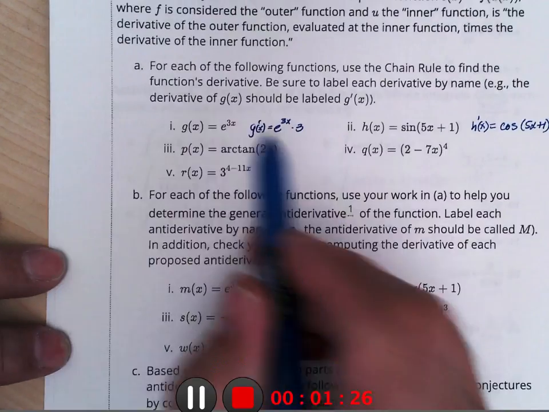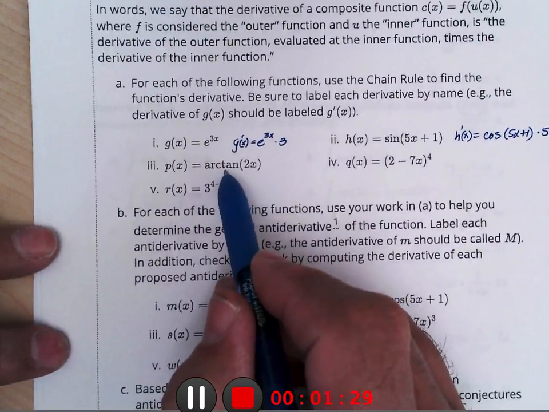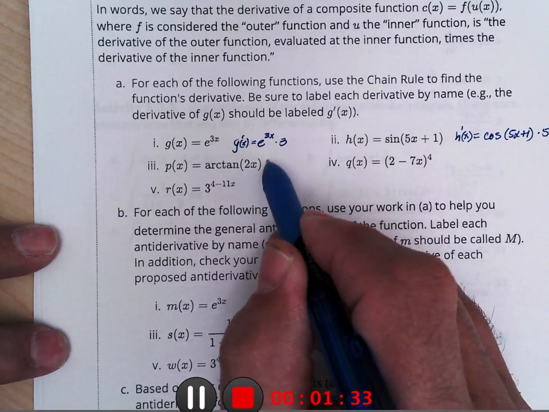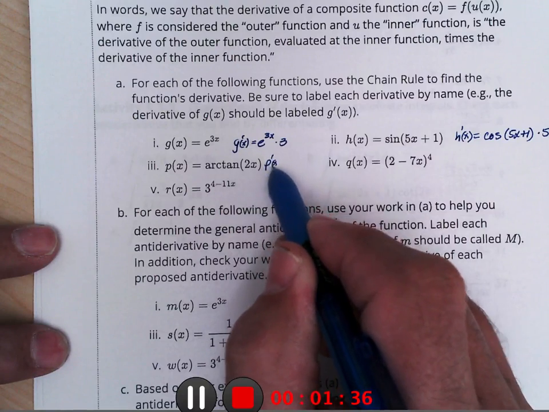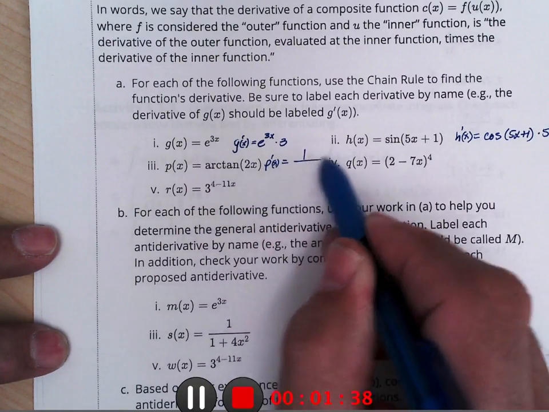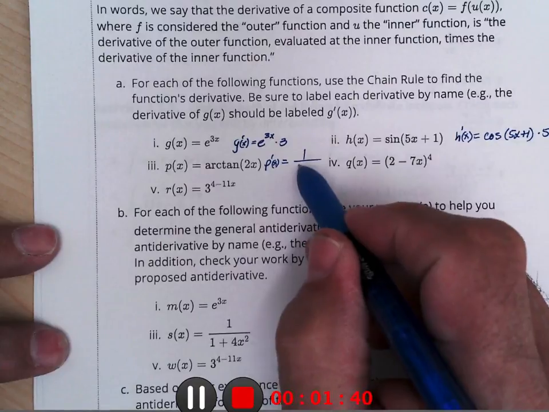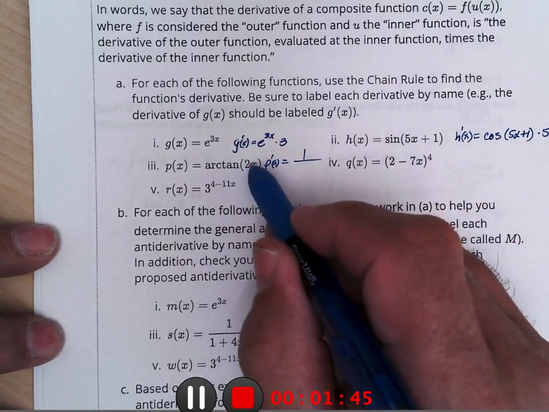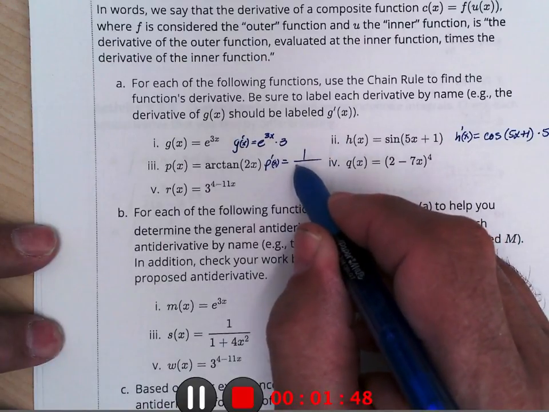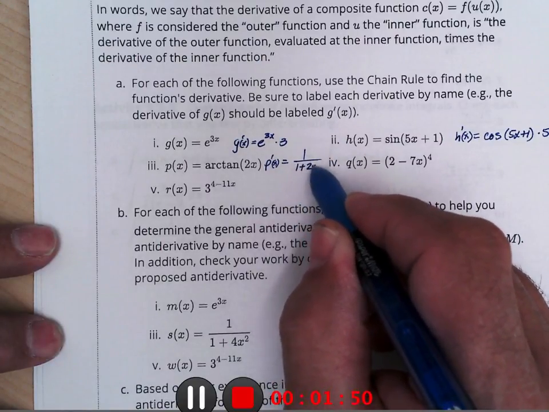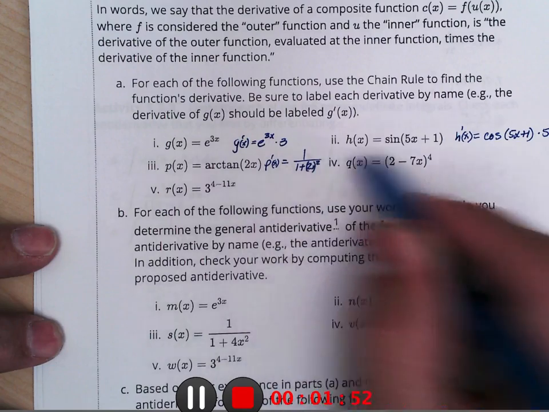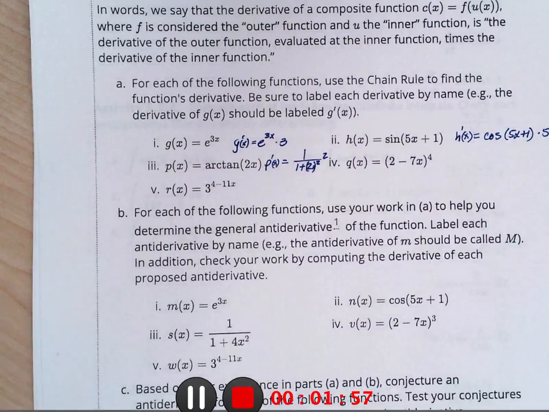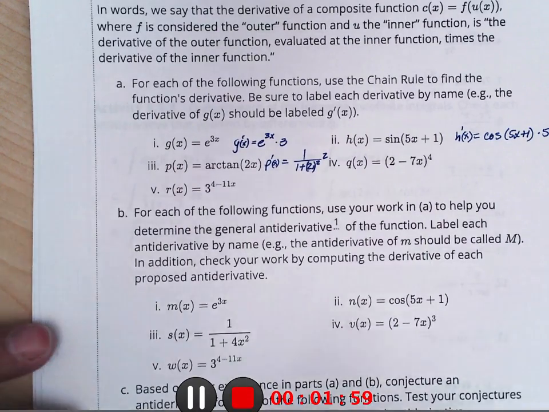Arctangent. The derivative of arctangent is 1 over 1 plus x squared, or x squared plus 1, whatever. But the x is not 1, it's 2x, so it's 1 over 1 plus 2x quantity squared times the derivative of the inside, which is times a 2. Again, that's the extra, so we're going to watch that.